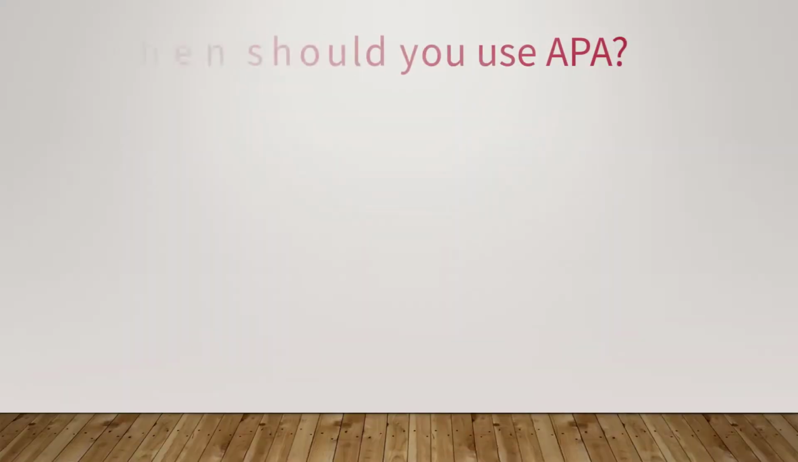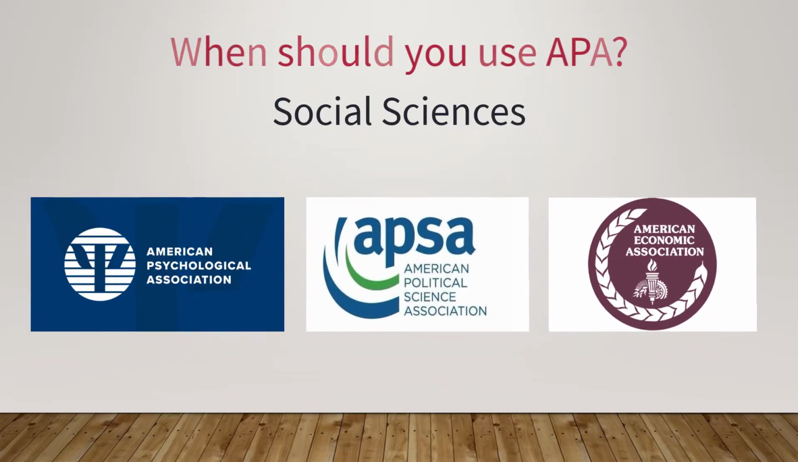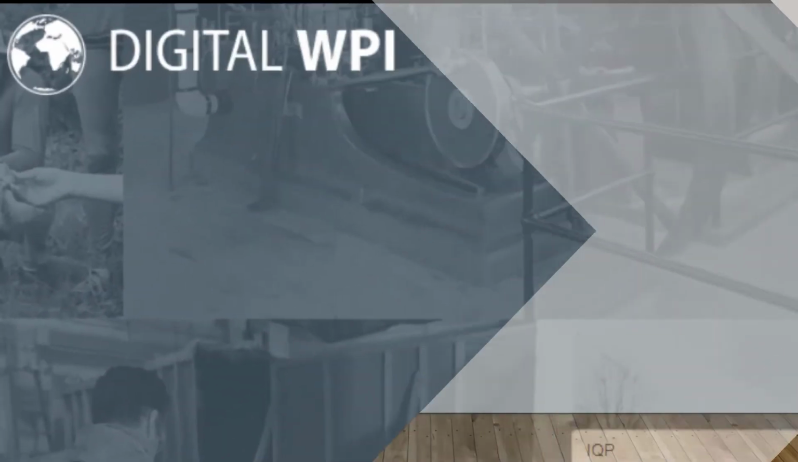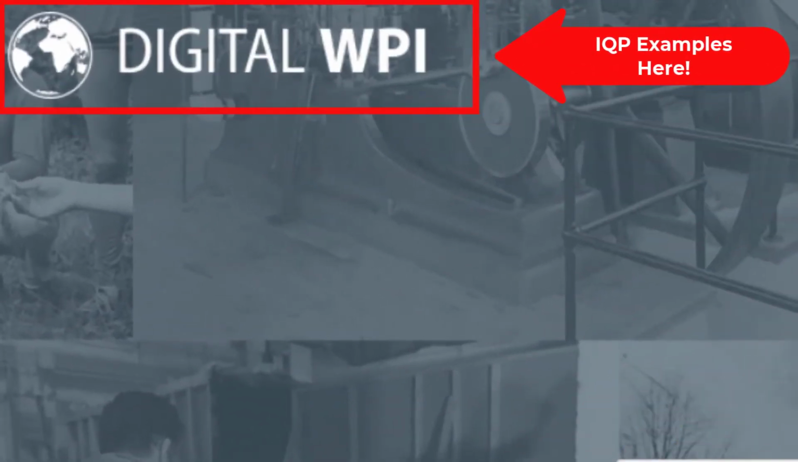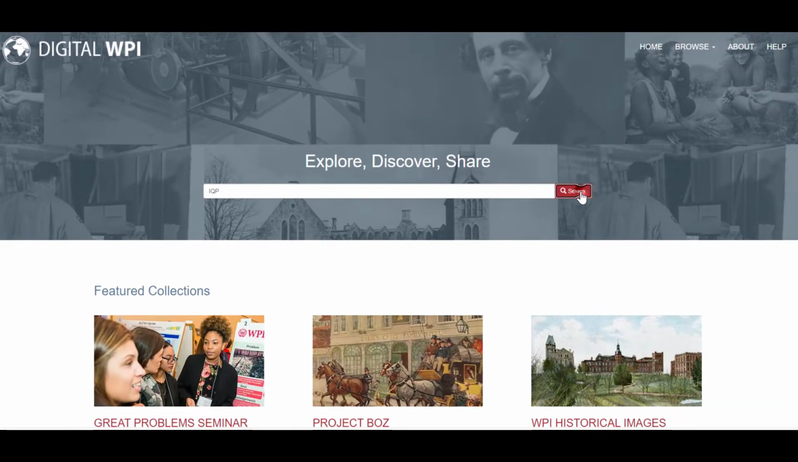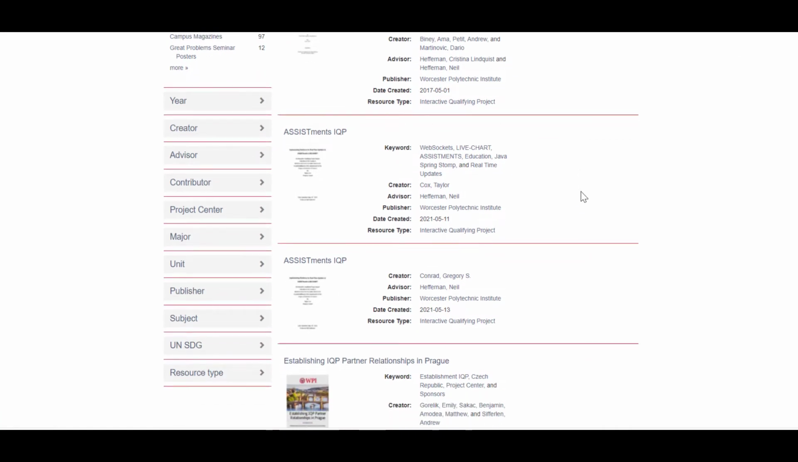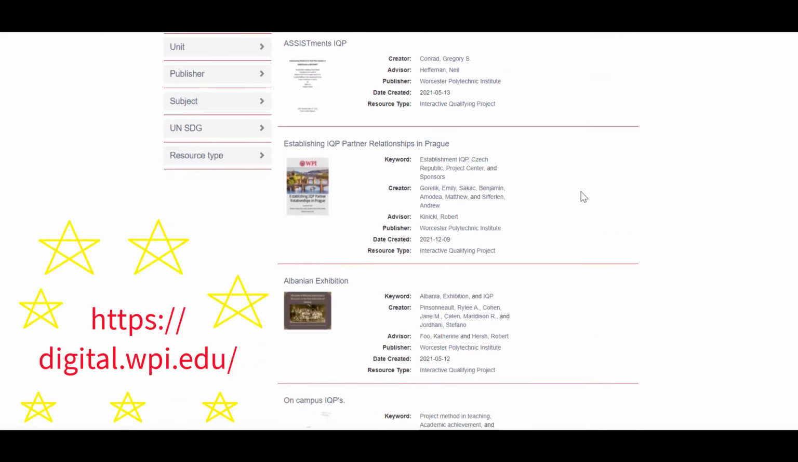When should you use APA? APA is relevant for social science disciplines like psychology, political science, and economics. Because IQP research asks students to identify local, cultural, or contextual information for their projects, APA will likely be the citation format you'll be using, but we'd recommend double-checking with your instructor if there's any question about which conventions to use.